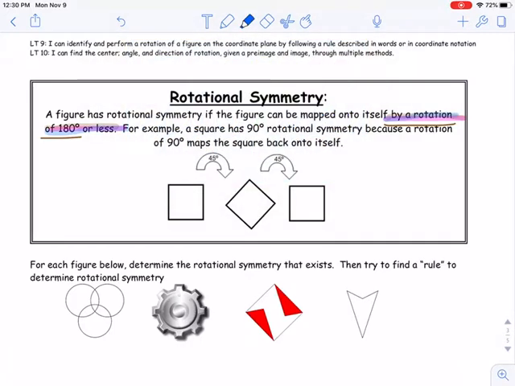For example, a square has 90-degree rotational symmetry because a rotation of 90 degrees maps the square back onto itself. So here's a good little example. Like if you rotate it 45 degrees, yes, it's still a square. Some people think this shape is a diamond. No, still a square, it was just rotated 45 degrees. But notice how it's not oriented the same way. Do another 45 degrees and boom, now it has the same orientation. It looks the same as before.